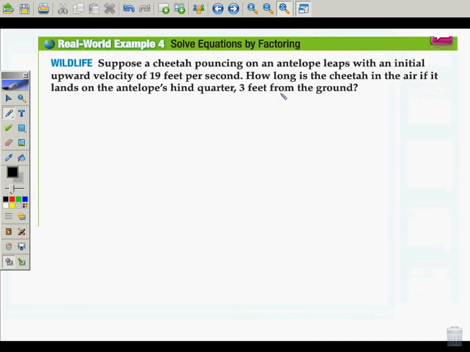This last example, we suppose a cheetah pouncing on an antelope leaps with an initial upward velocity of 19 feet per second. We want to know how long is the cheetah in the air if it lands on the antelope's hind corner 3 feet from the ground.